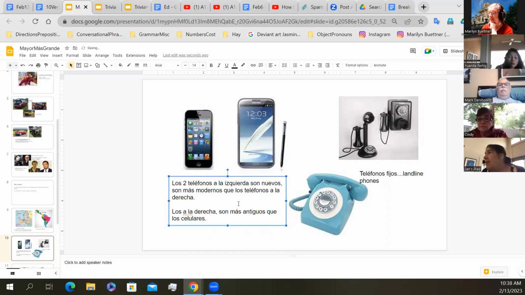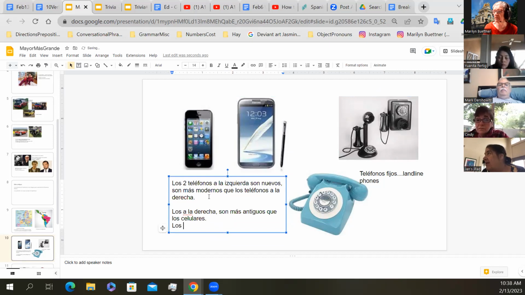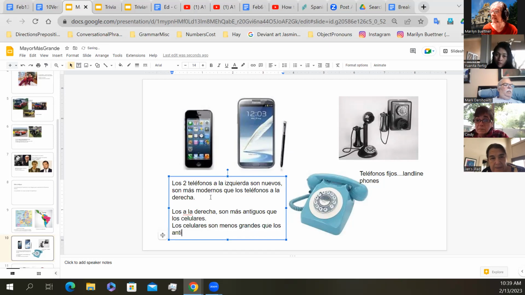So there are a lot of ways we can compare these phones, right? Los celulares son menos grandes. They're not as big, so they're less big. Son menos grandes que los antiguos teléfonos.